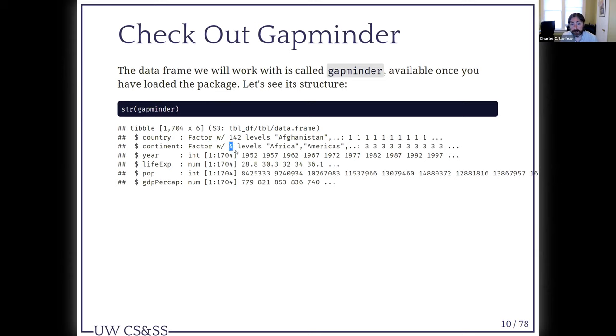Continent is a factor with 5 levels. Well, the countries are in 5 different continents. So we have countries nested in continents. And then we have multiple year observations. So we have years like 1952 through 1997 and later. Every country is observed in these data in 1952, 57, 62, 67, 72, 77, at 5-year intervals all the way through 2007. Okay? And for each of these country year observations, we have their life expectancy in that year, population, and GDP per capita. Okay?